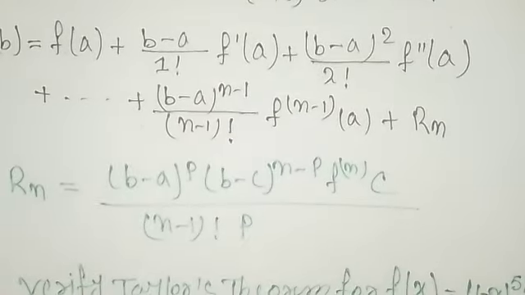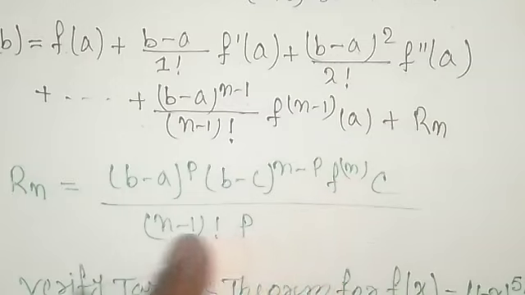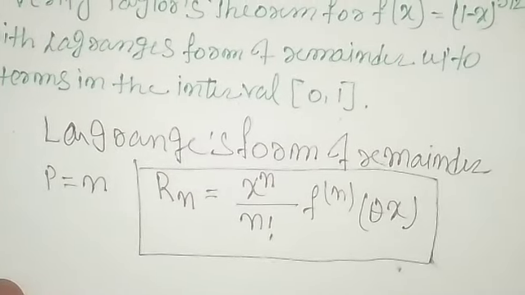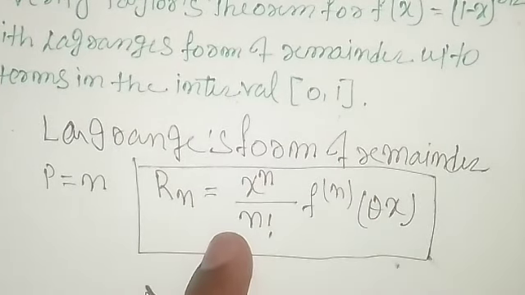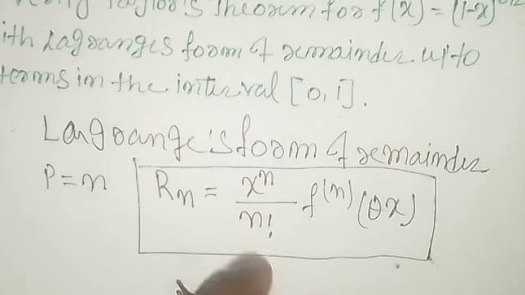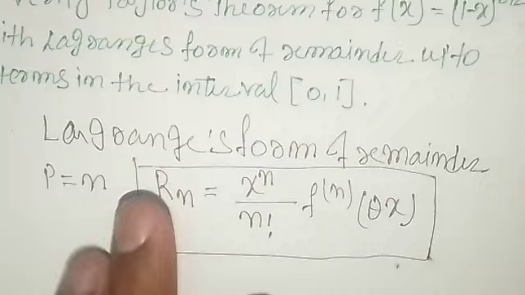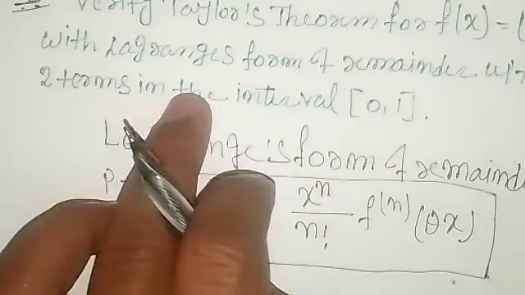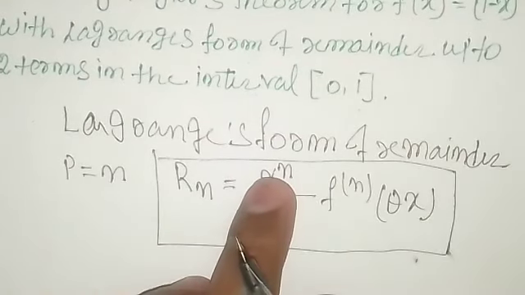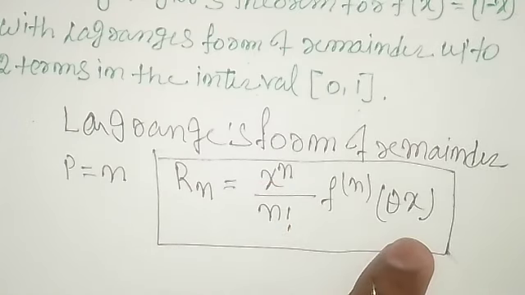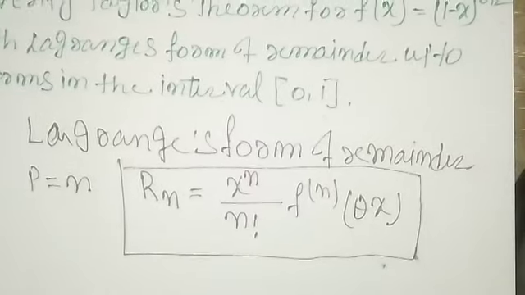This is Lagrange's form of remainder. The remainder we discussed just now in Taylor's theorem varies depending on which form of remainder they are asking for. In this particular problem they are asking to use Lagrange's remainder, which is x to the power n by n factorial f to the power n of theta x. Here n is the number of terms. In the question it is mentioned that we have to verify up to 2 terms, so n is equal to 2, which gives x square by 2 factorial f double dash of theta x. So now we'll start here.